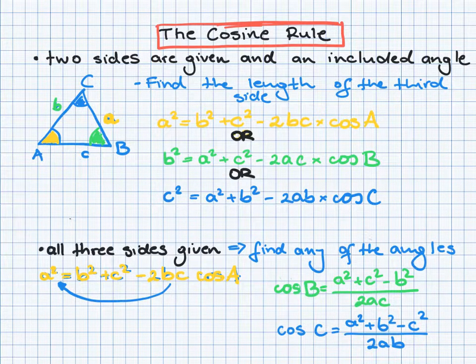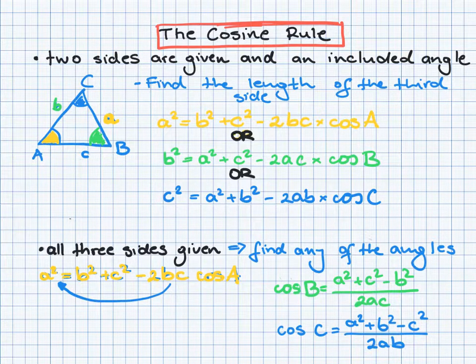The same would be for b. If you're looking for side b, the other two sides would be given, a and c, and this included angle here, the green one. That's how we find side b, and the same for side c.